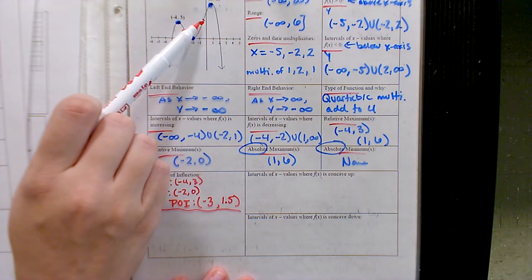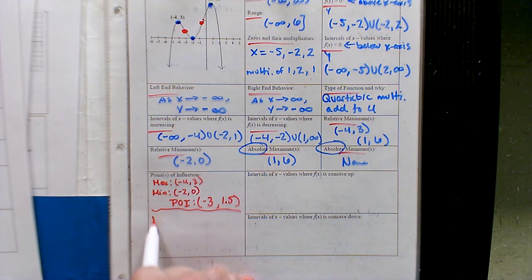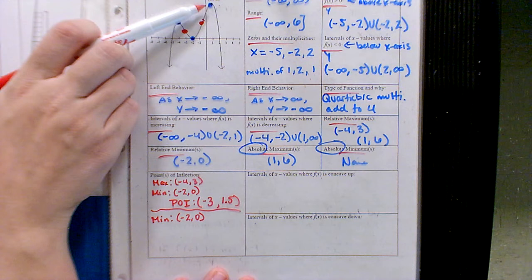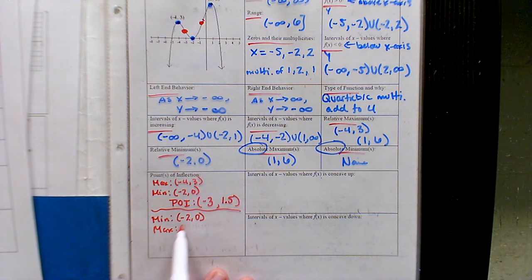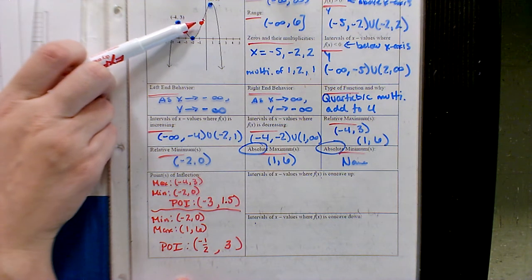So this other one has a minimum of (-2, 0) and a maximum of (1, 6). Let's go ahead and find the middle of those. In between -2 and 1, the exact middle is -0.5. And then in the middle of 0 and 6, looks like we'd have 3. So there's the coordinate for that point of inflection.